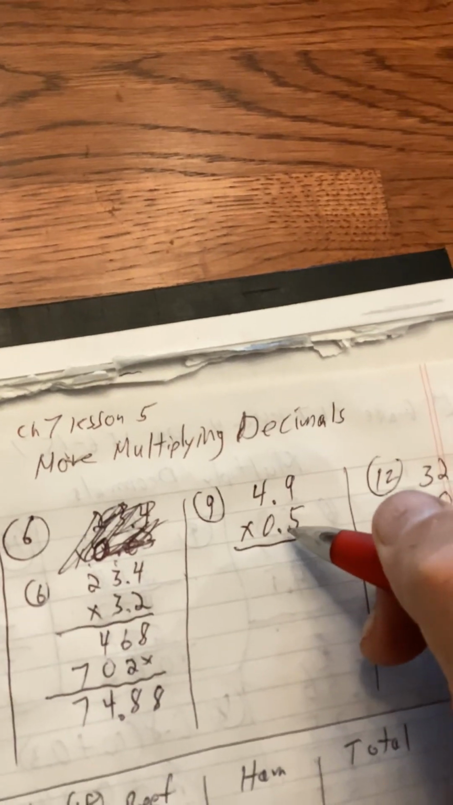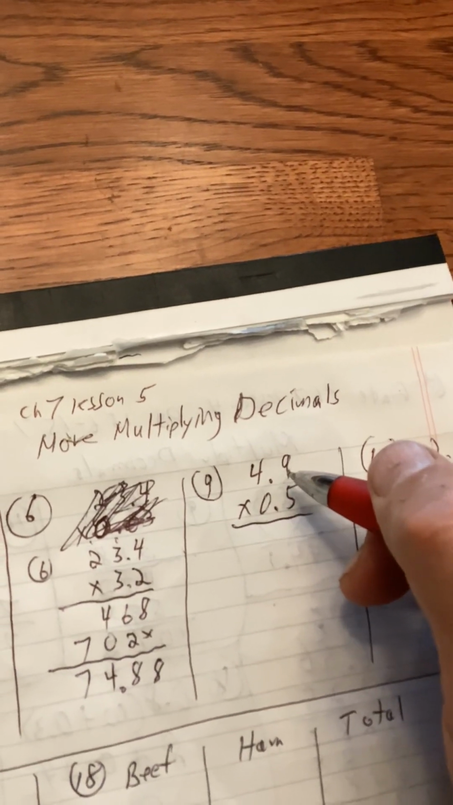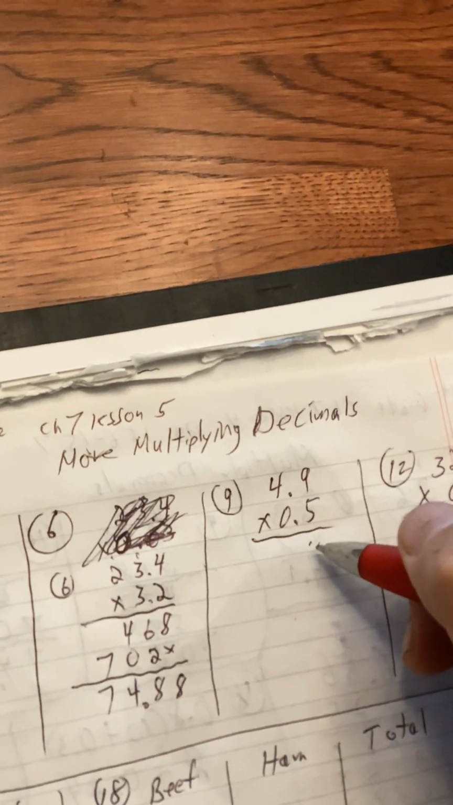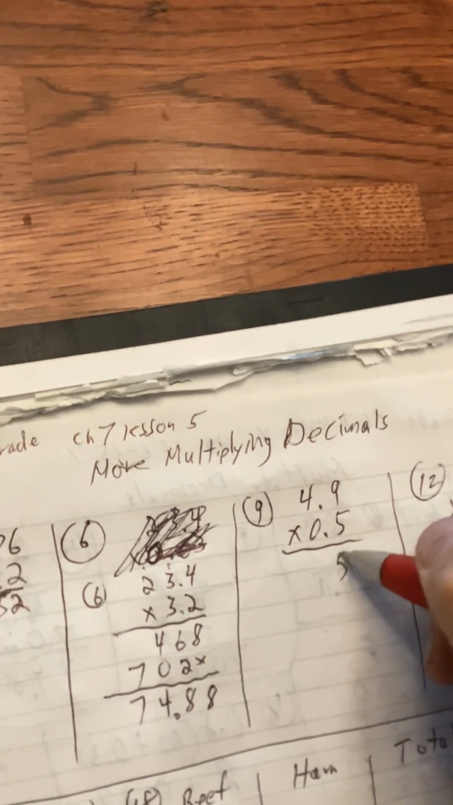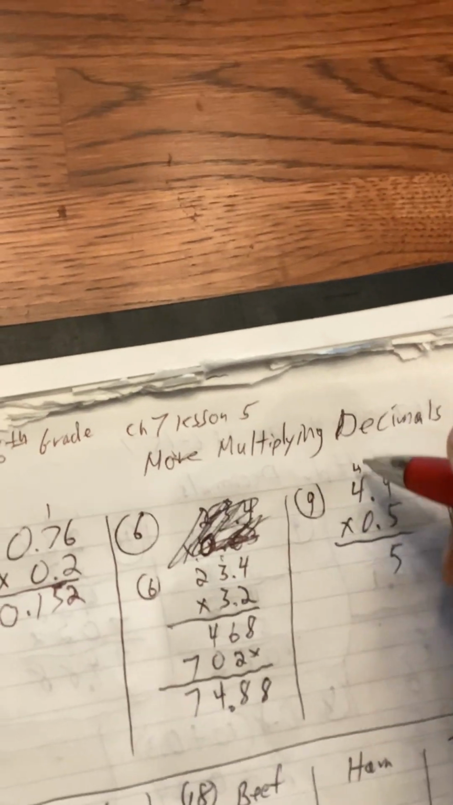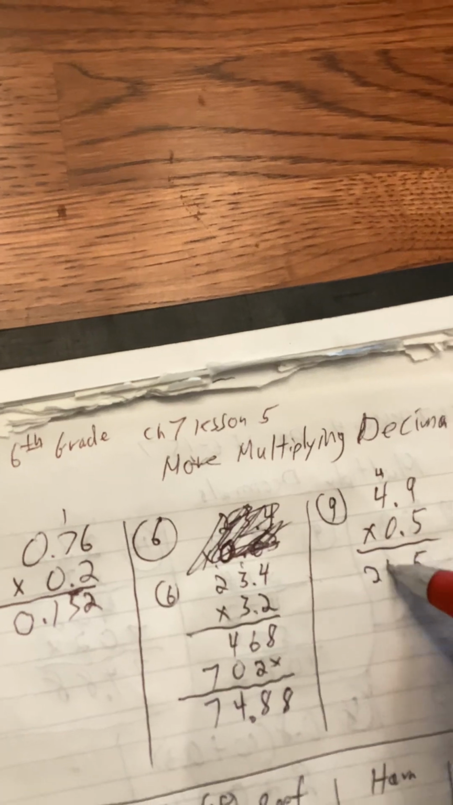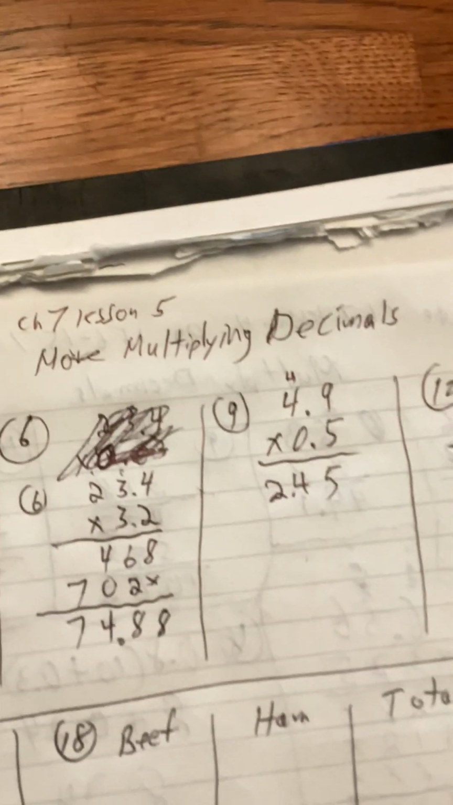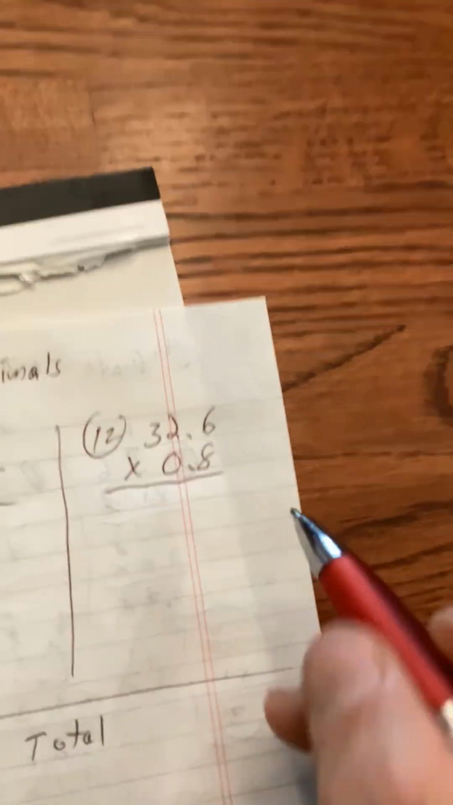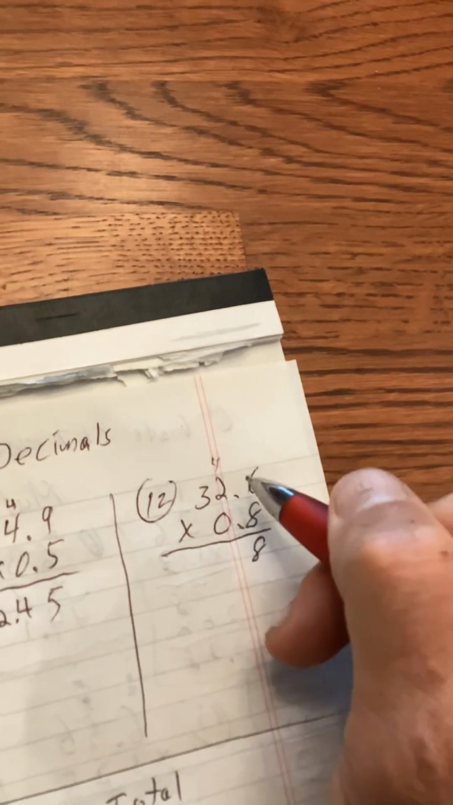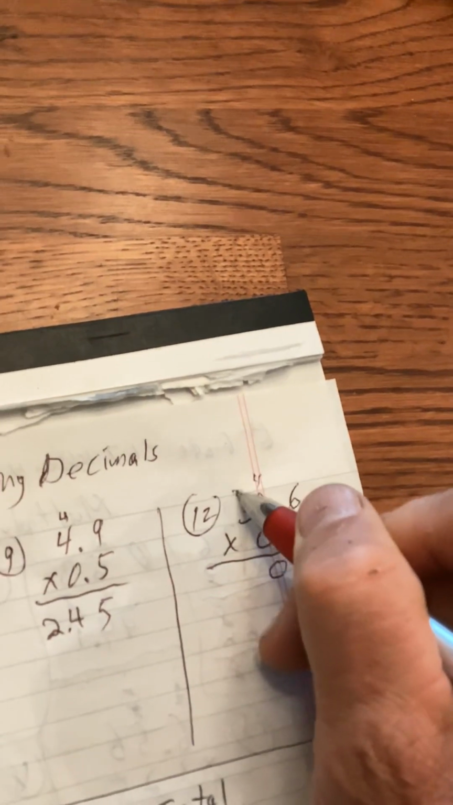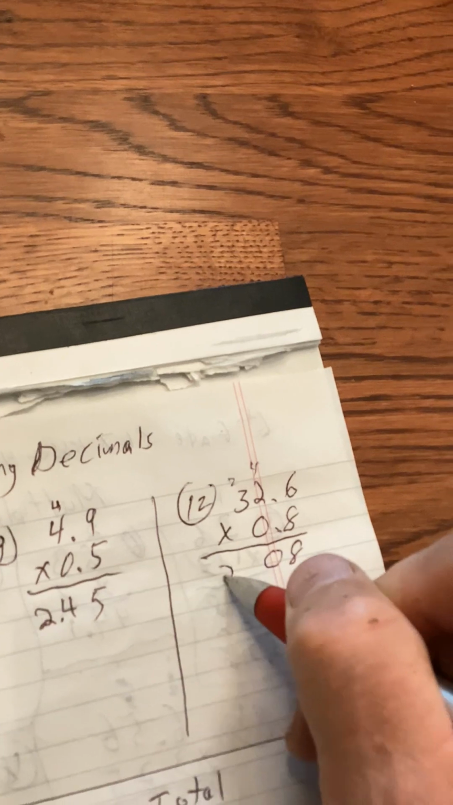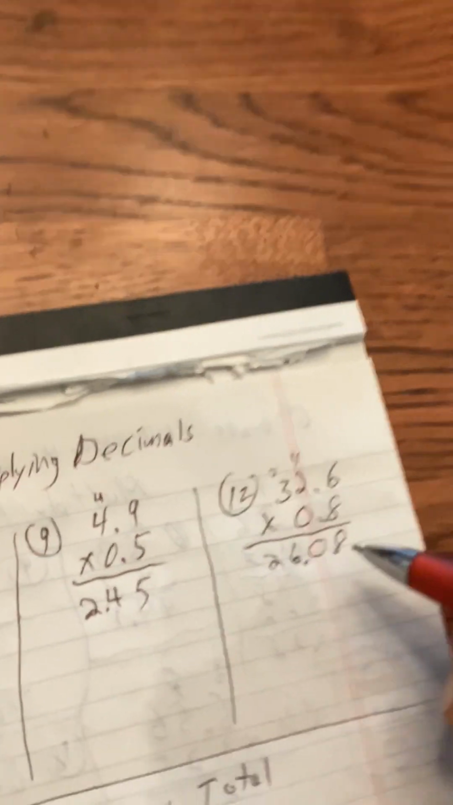You should be able to just do this in your head. Half of 4.9 would be 2.45. But anyways, 5, carry the 4, 20 plus 4 is 24, 2 to the right. I could just do that in my head. That's 48. 16 plus 4 is 20. 24 plus 2 is 26. 2 numbers are to the right, so you need 2 numbers to the right.